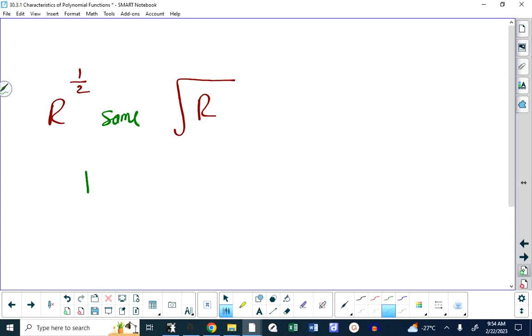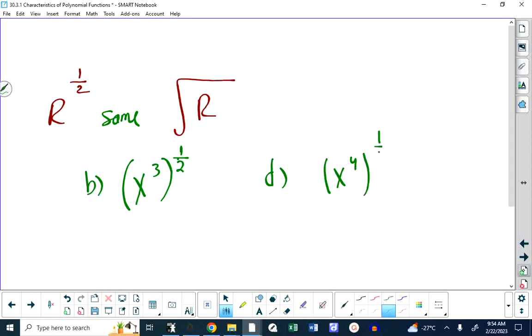So in b, we have the square root of x cubed, which is x cubed to the half. That's what we have in b, in part. There's other stuff in b. When you look at d, we have x to the 4 to the half.